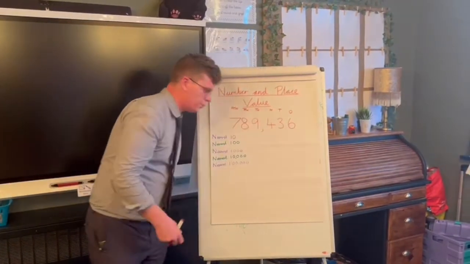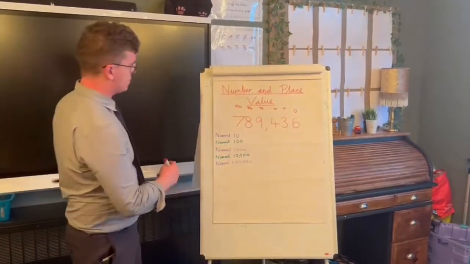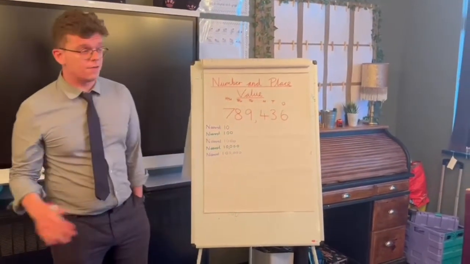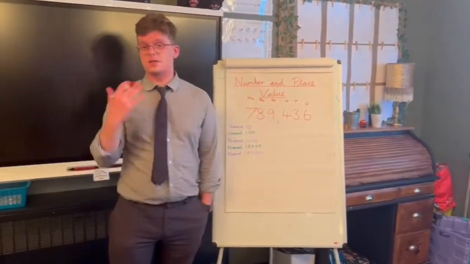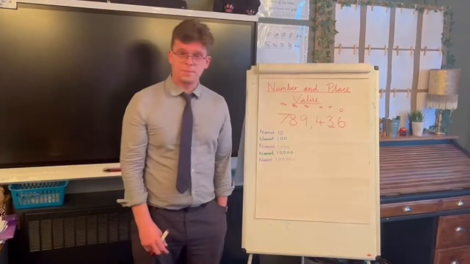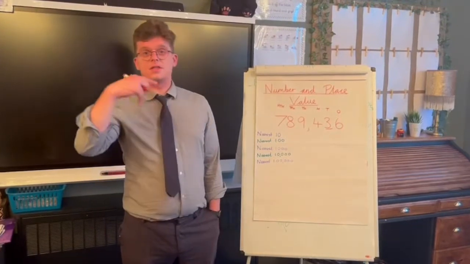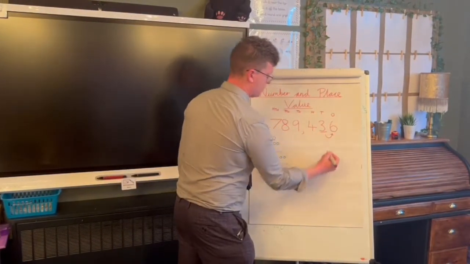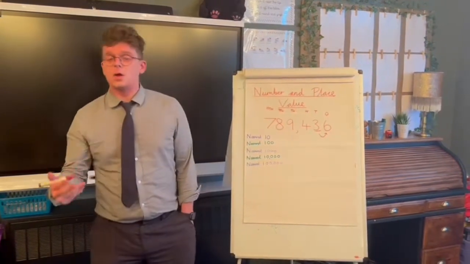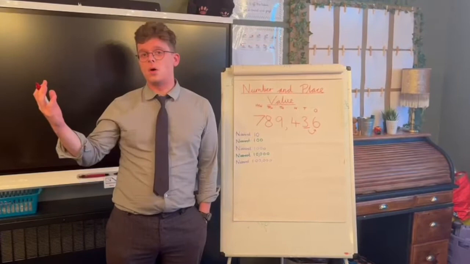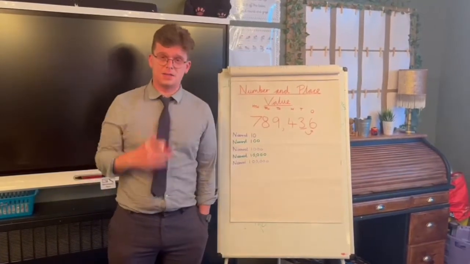Now, let's say I wanted to round to the nearest 10. In order to do this, I first need to find the digit that is in the tens column. In this case, 3. I will then have to look to the digit on the right, 6. Now, when we round, we have to decide whether we round up or whether our number stays the same.